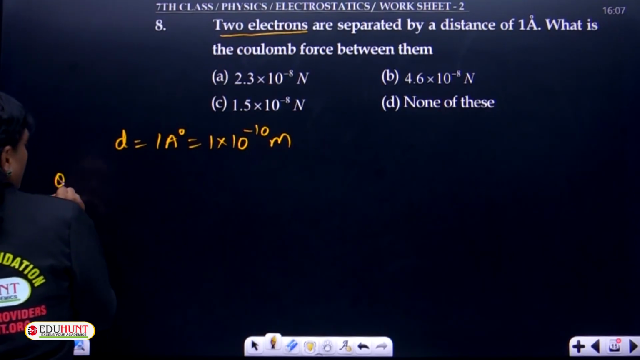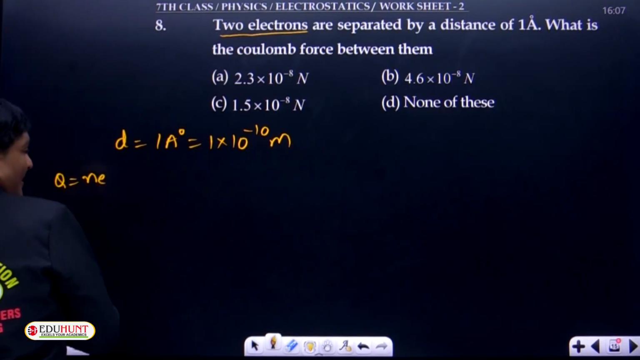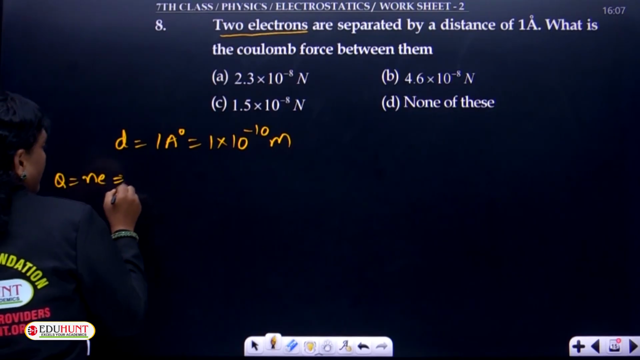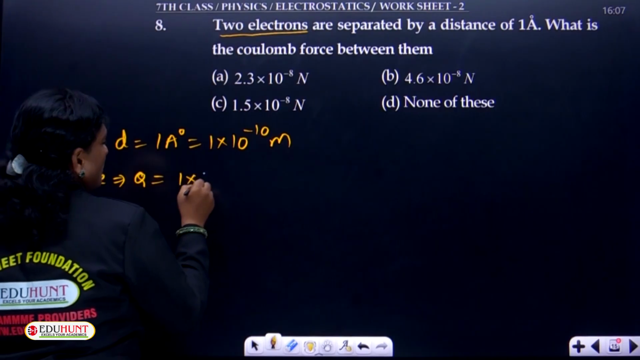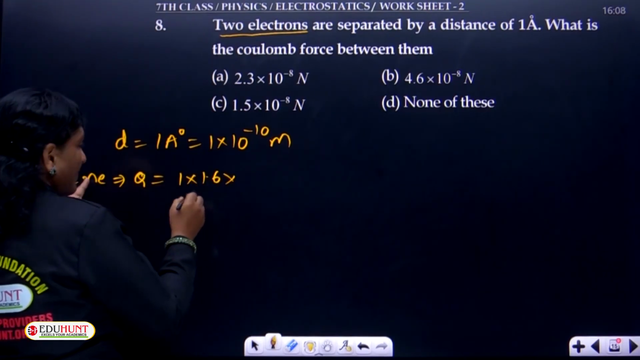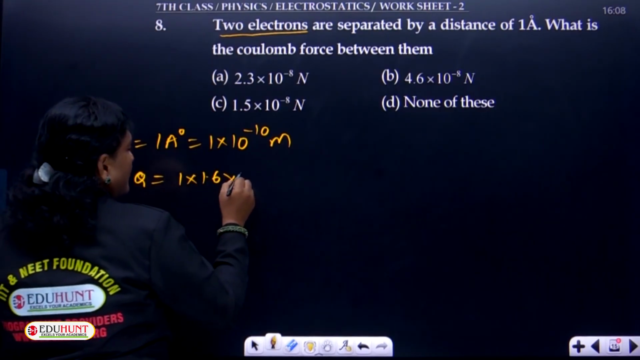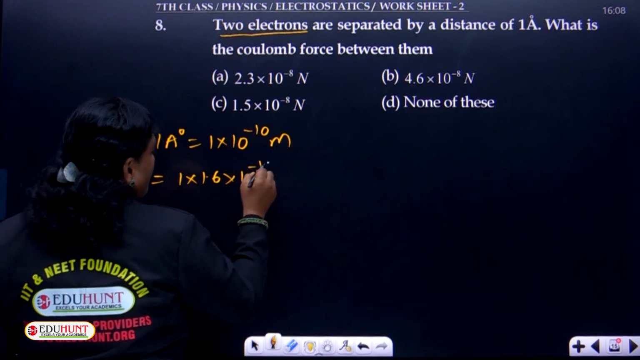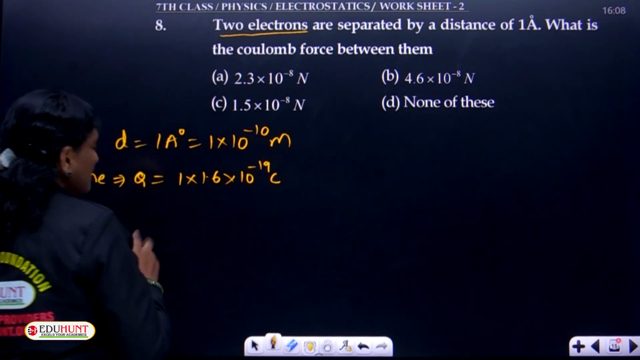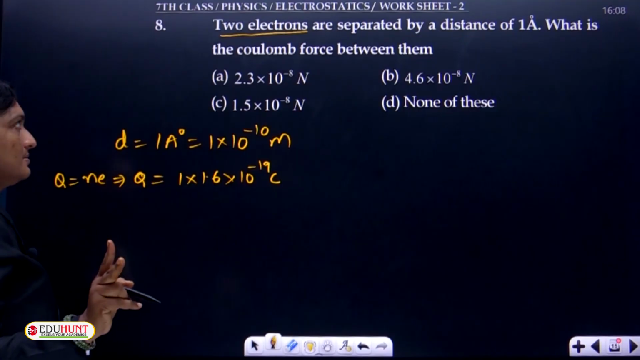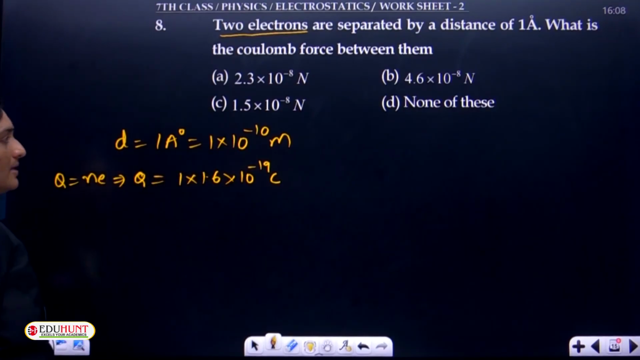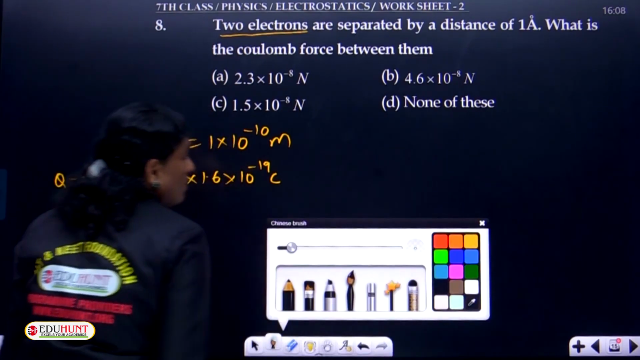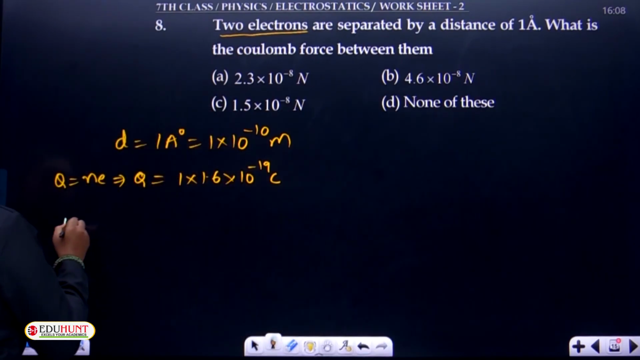We know the formula Q equals Ne, where N is the number of electrons. So, the charge on each electron is given by 1 into 1.6, since the number of electrons is 1. Charge on an electron is 1.6 into 10 power minus 19 coulombs. So, you have 2 charges, 2 electrons, and the separation distance is given as 1 into 10 power minus 10. Using all these, you are asked to find the force.